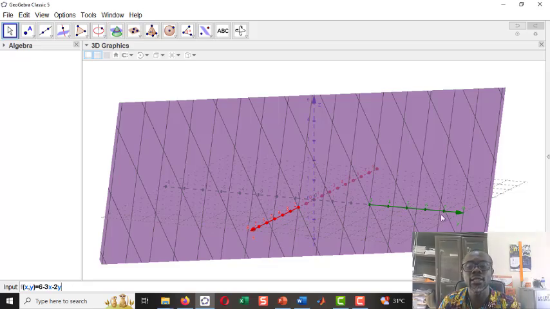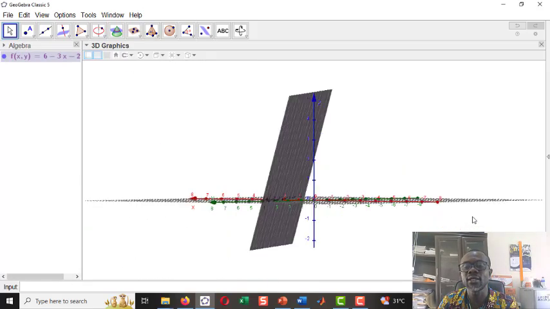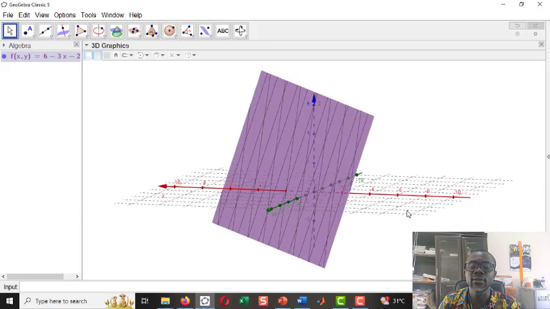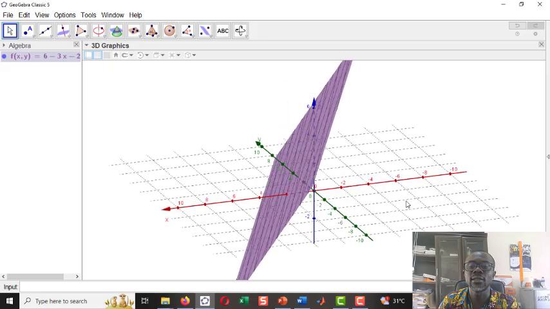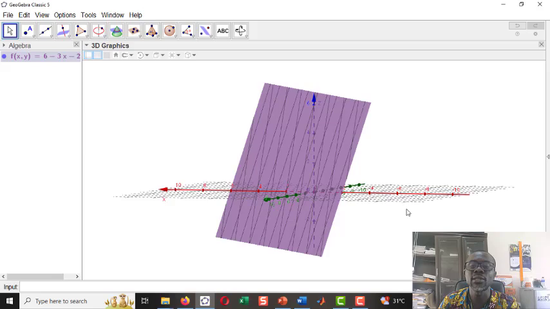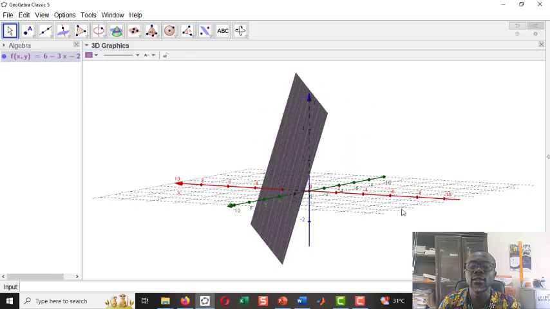Press enter, and that is the surface that we have here. If I reduce it a little bit, you realize that the surface passed through all the 3 points. So you are going to draw the points and see where the points that we just plotted manually are.